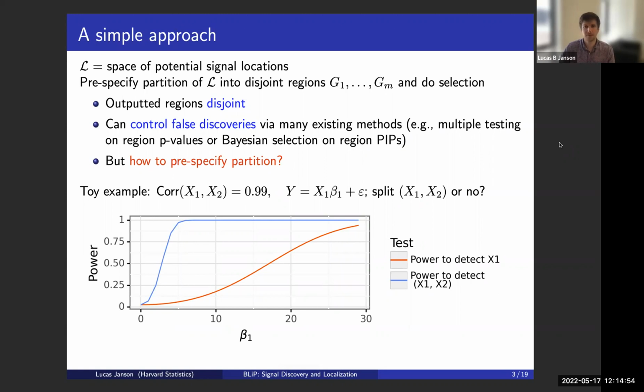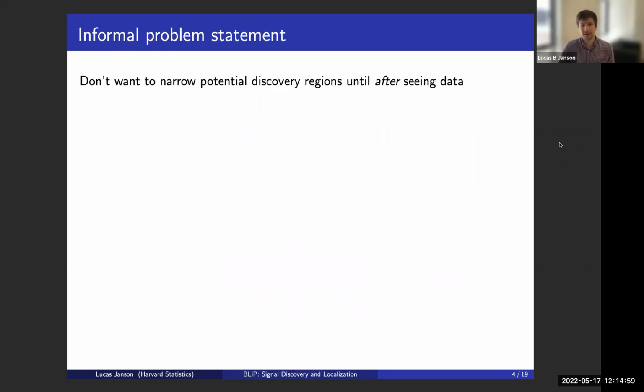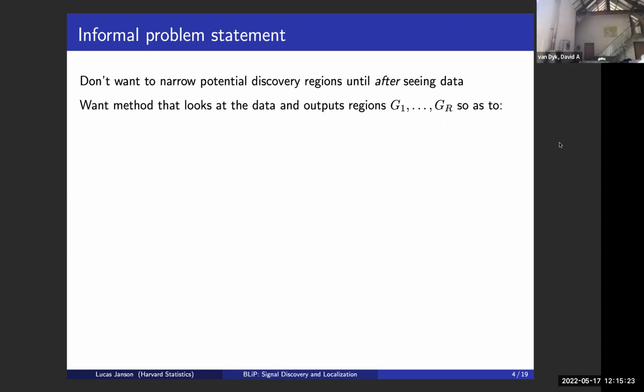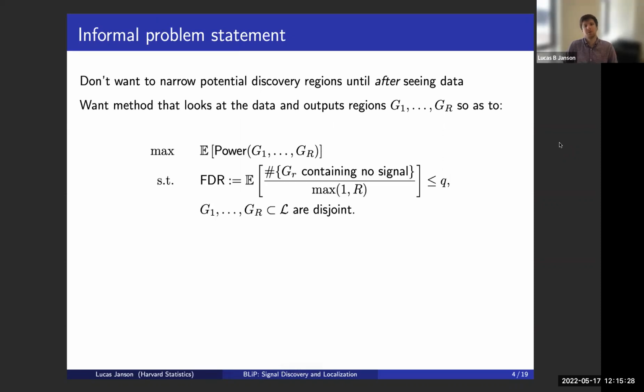Okay, so this is motivating our adaptive approach, and let me now formalize the problem statement. The idea here is we don't want to narrow our potential discovery regions until after seeing the data, so what we want to do is look at the data first, and then output a set of regions, G1 through GR. That's an output of our procedure, which means the G's are a random function of the data if we think of the data as random. R is also a function of the data and hence random. And this is what we want to solve.